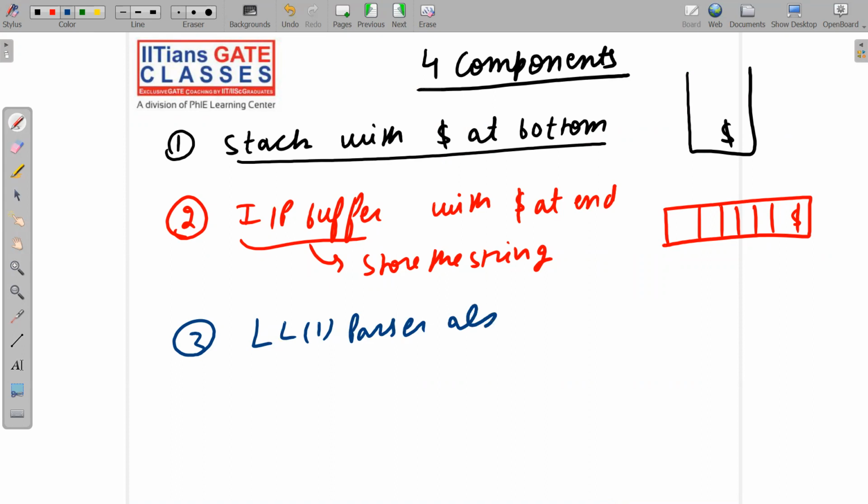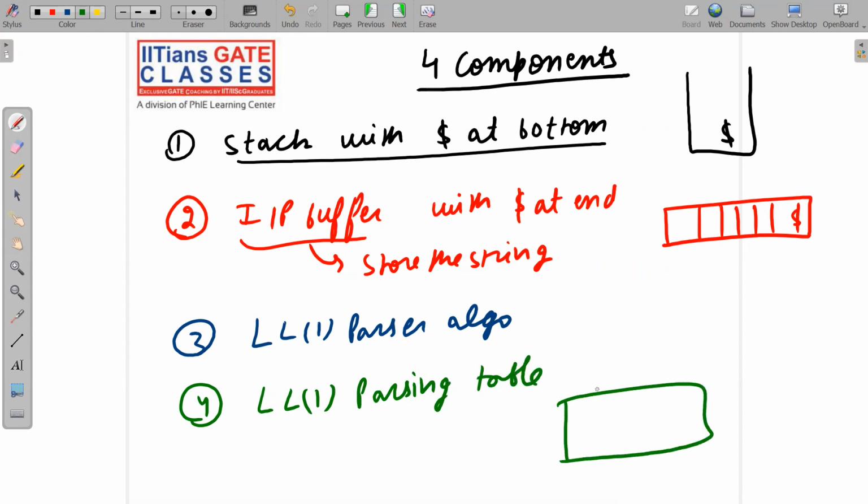LL1 parser algorithm. Don't worry about this algorithm. We will see it after a few slides. And the last, fourth part is the LL1 parsing table. So the table will be like this, the LL1 parsing table.